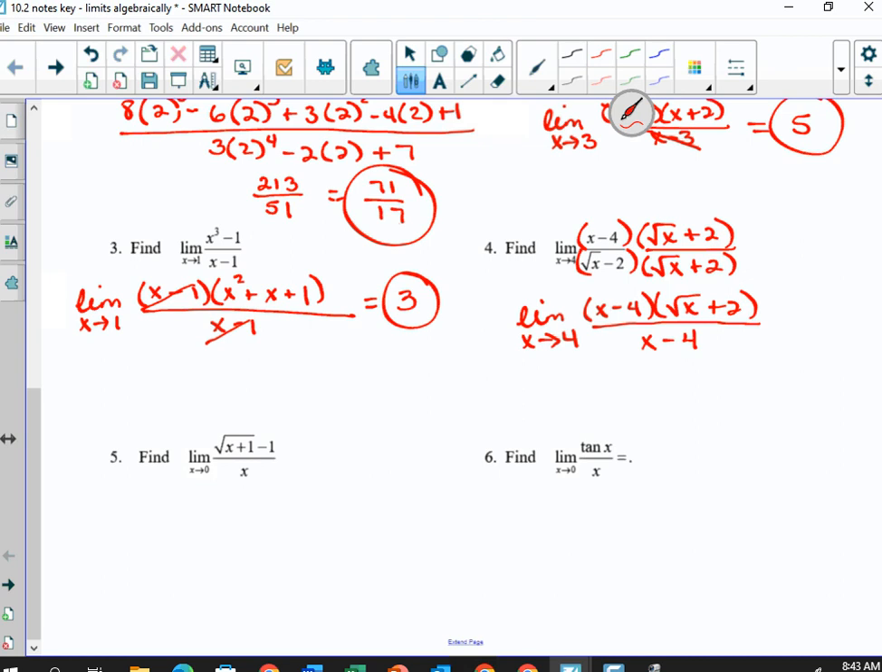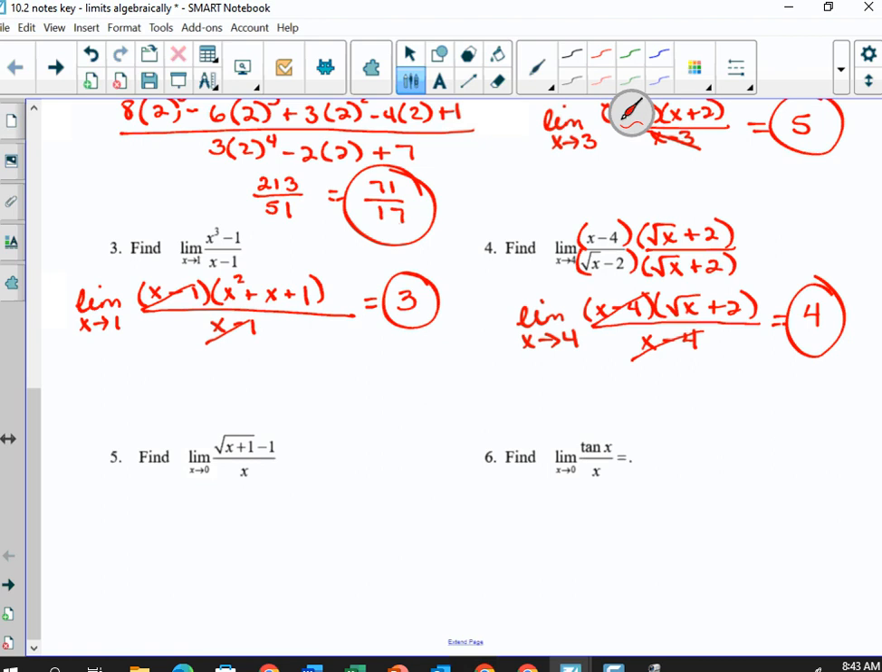Guys, what do you notice here that's going to cancel out now? X minus 4. Yes. If you had multiplied out that numerator, you would not see that, and then you just go, great, I still get 0 when I plug in 4, okay? But that cancels. Now I can plug in the 4, and what do I get as my answer? 4.